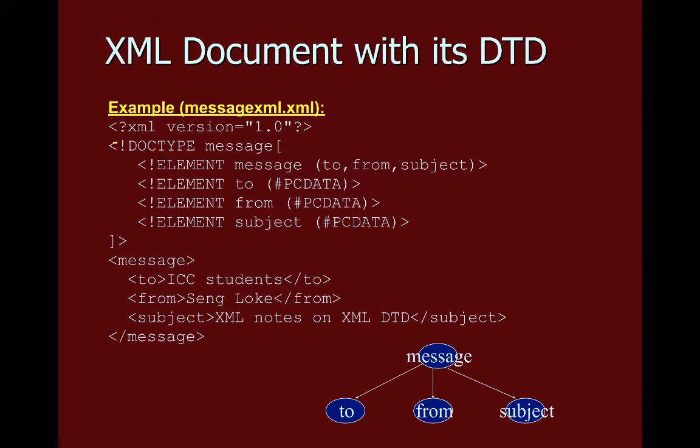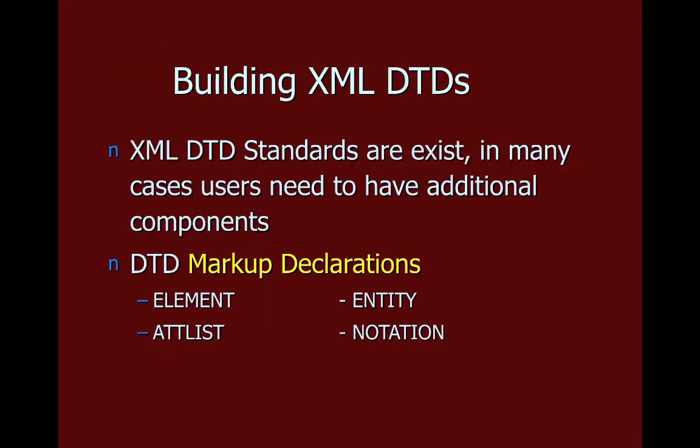And what you see below the doc type definition is an instance of it, comprising a message to ICC students from SingLook, subject XML nodes on XML DTD. And below is a graph of the hierarchical structure that you will find in many XML documents. So what you have at the top is the DTD, which comprises a bunch of rules. Each rule is of the form exclamation mark, ELEMENT in capitals, and then followed by the element and what should be in that element. And below there is an instance of that document type definition with the message as the root element. So you have all kinds of rules.